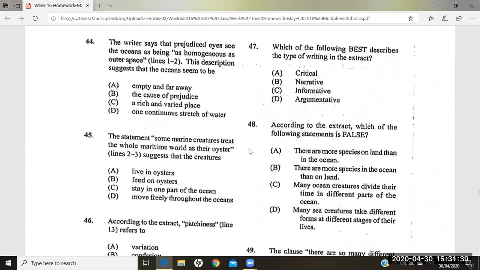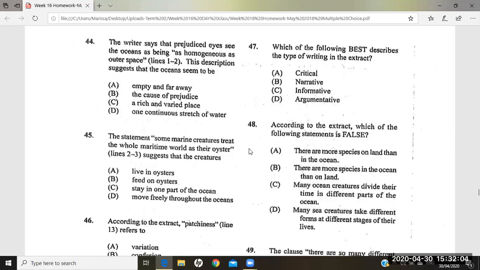The writer says that prejudiced eyes see the oceans as being as homogeneous as outer space. Lines 1 to 2, this description suggests that the oceans seem to be what? So when they say that it is as homogeneous as outer space, very good, Shalanda, the answer is D. It is seen as one continuous stretch of water.